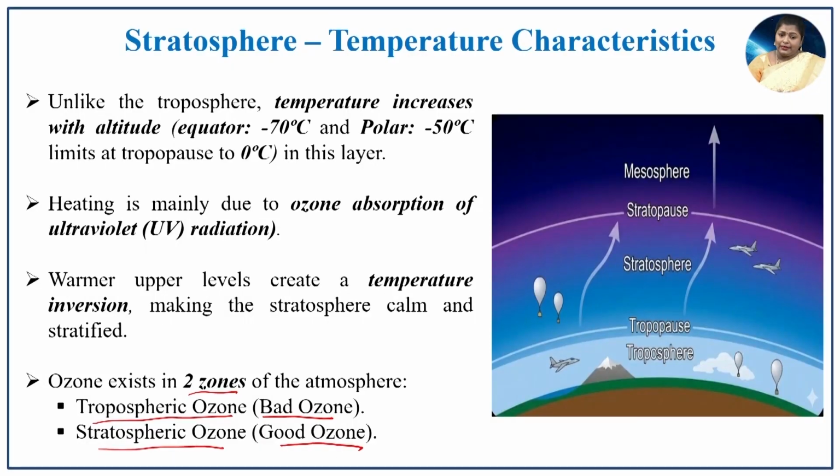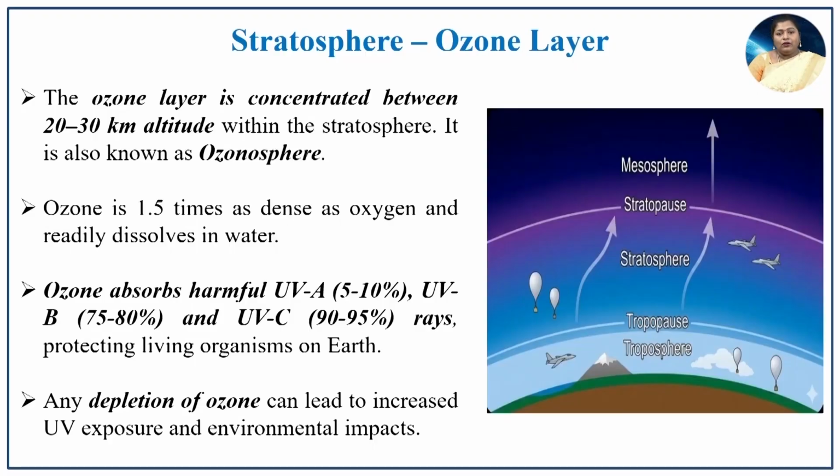And then the next is the stratospheric ozone, that is the good ozone. Where the ultraviolet radiation is absorbed, it gives a positive impact. So, it is called the good ozone layer. The ozone layer is concentrated between 20 to 30 kilometer altitude within the stratosphere. It is also known as the ozonosphere. The ozone is 1.5 times as dense as oxygen and it readily dissolves in what? It readily dissolves in water.